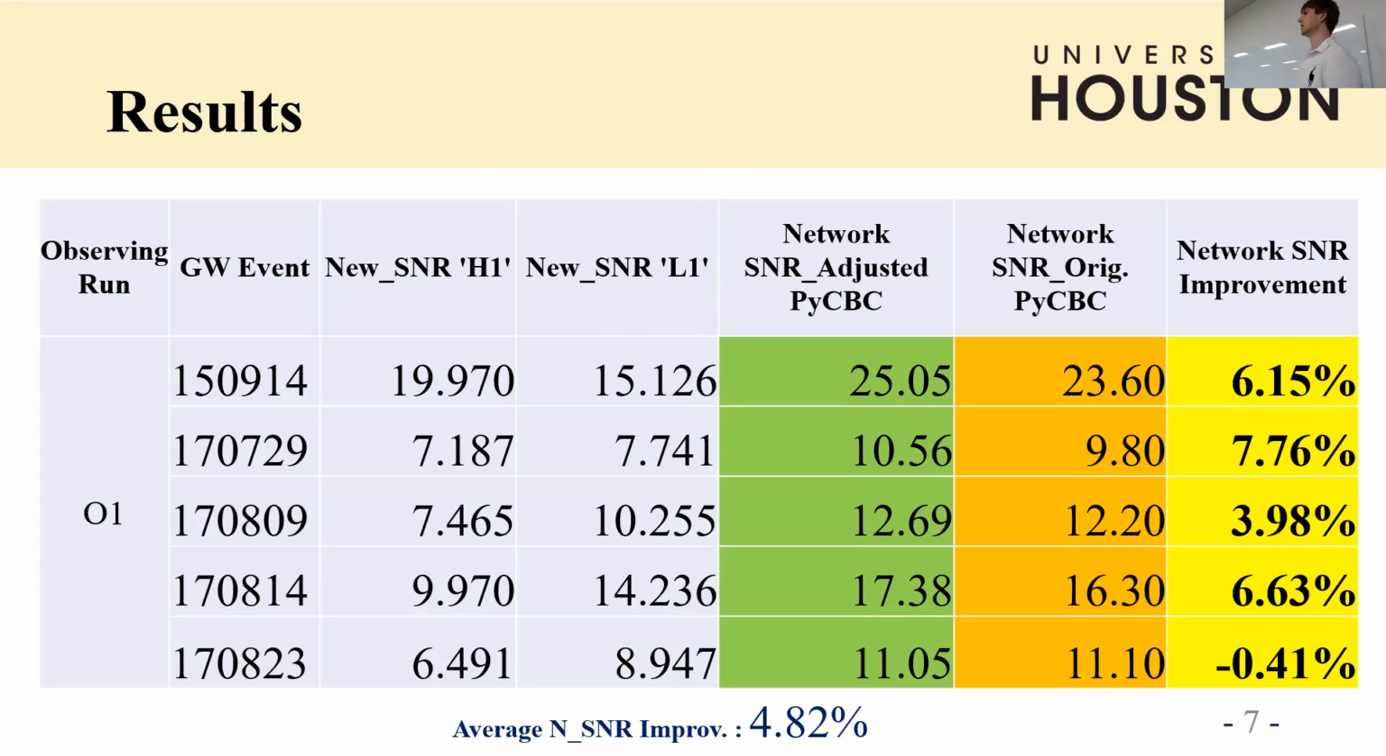Now SNR is a power quantity. So in order to get the network SNR, the overall SNR, you have to take the quadrature sum, which is simple. It's just this value squared plus this value squared, square root of that. And then we compared it to the original SNR that you would get from using the Hann window. And you can see, sorry, this is obscuring it, but the average network SNR improvement was about 4.82%.